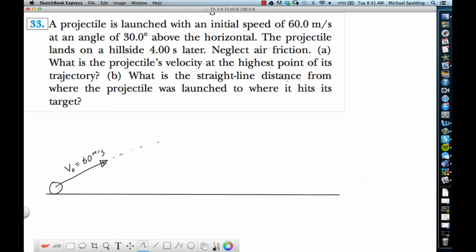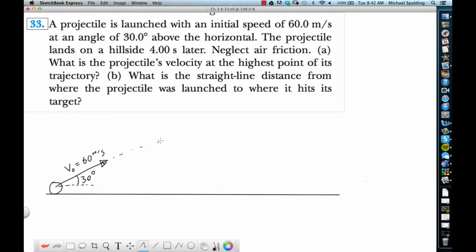All right, so number 33, we got this projectile, which let's just say it's a soccer ball. Although a soccer ball being kicked at 60 meters per second, that's quite a kick. So a ball is kicked at 60 meters per second at an angle of 30 degrees above the horizontal. So this angle in here is 30 degrees. The projectile lands on a hillside 4 seconds later.